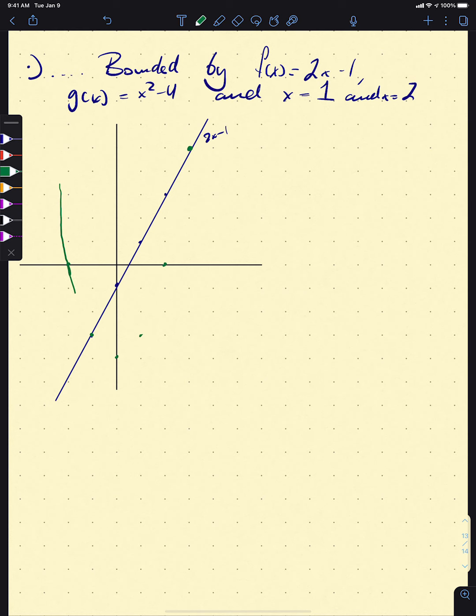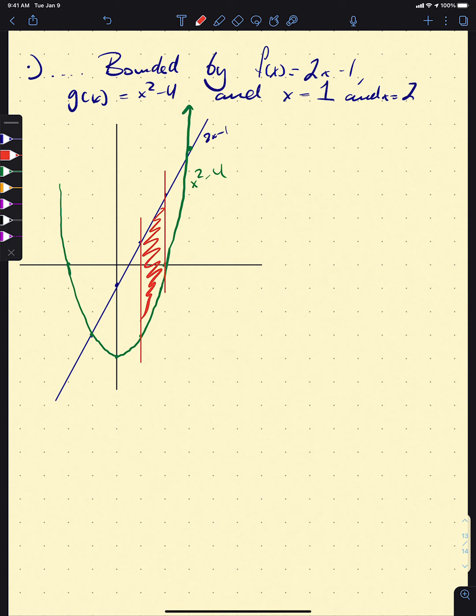They're actually going to meet at that point. Then we can draw our parabola like this. So x squared minus 4. And then we need the vertical lines x equals 1. So this guy. And x equals 2. So this guy. We're looking for this little thin sliver of area right here. And we can calculate that.